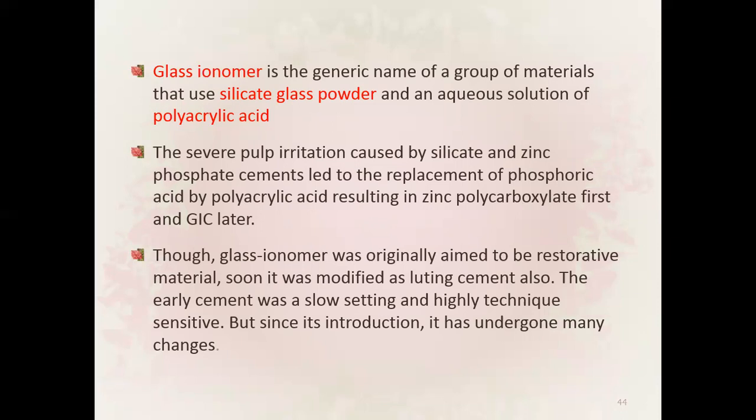Though glass ionomer was originally aimed to be a restorative material, soon it was modified as a luting cement also. The early cement was slow setting and highly technique sensitive, but since its introduction, it has undergone many changes.